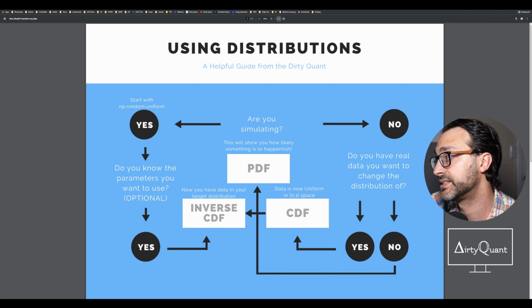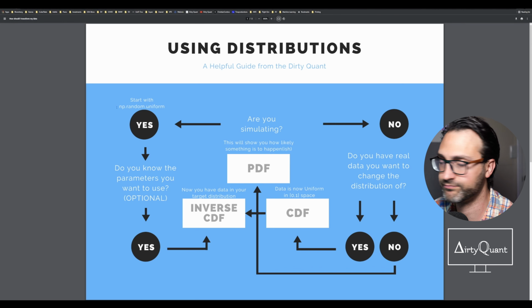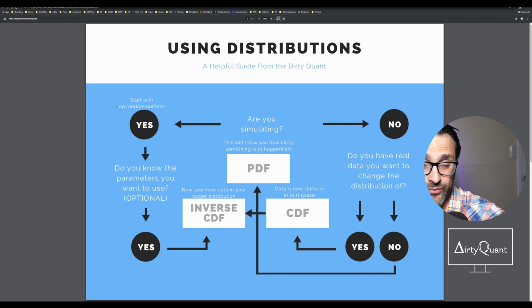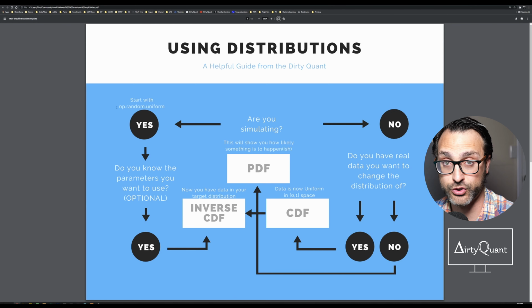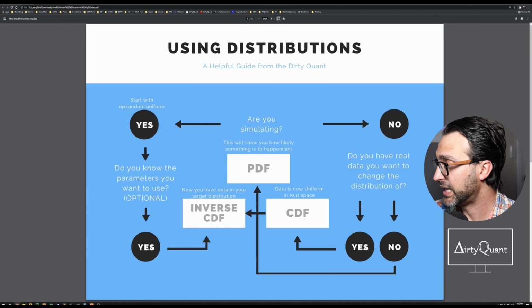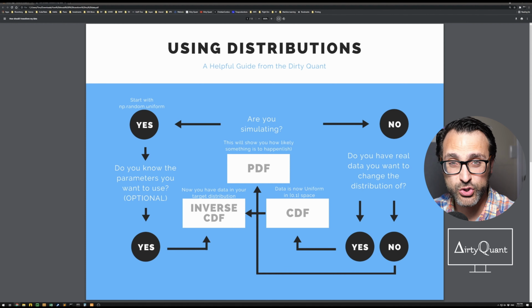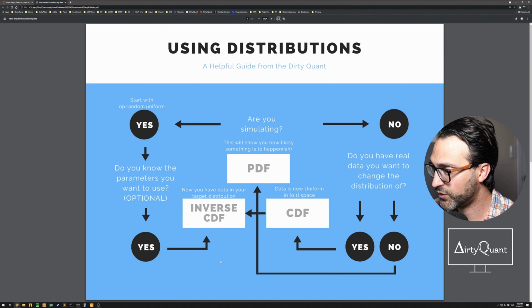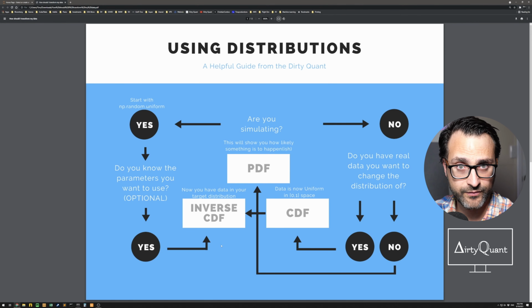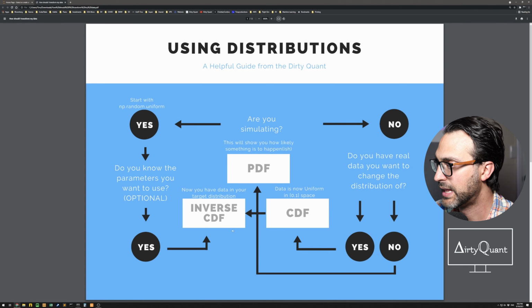If you are simulating, you should start with, pick your poison, but NumPy random.uniform is a great starting point where you can generate uniform data. If you know the parameters you want to use with your target distribution, great. If not, go for the default. It doesn't really matter. Then just follow here. Use your inverse CDF. I know it's confusing. We'll have a practical example in the middle. I'm not going to go through all the little combinations here, but you can follow this through and ask, what do you want to do with the data? What format is the data in?